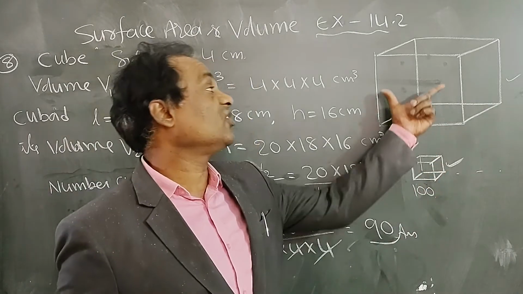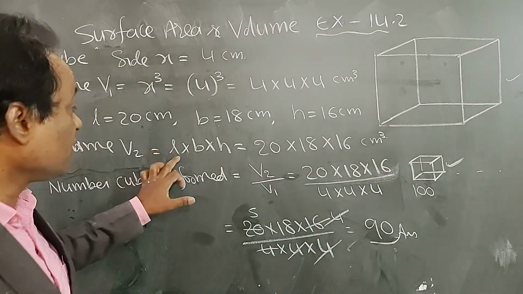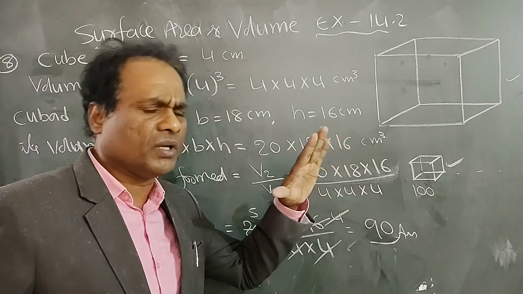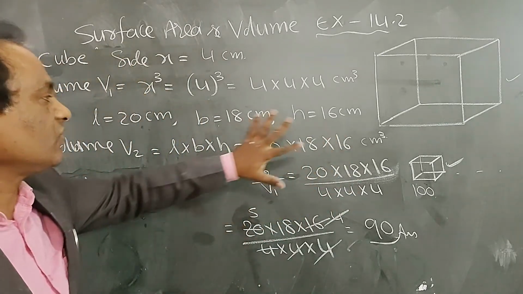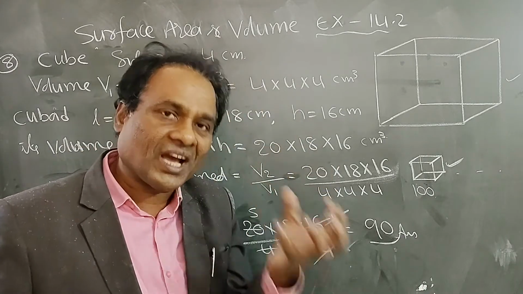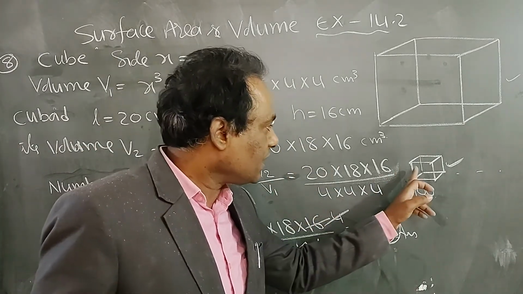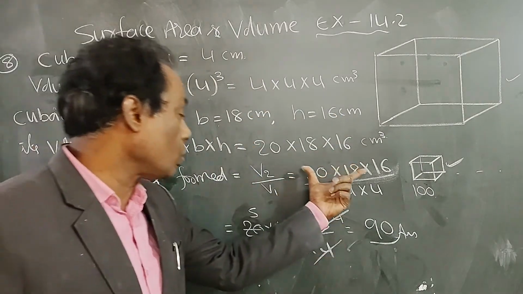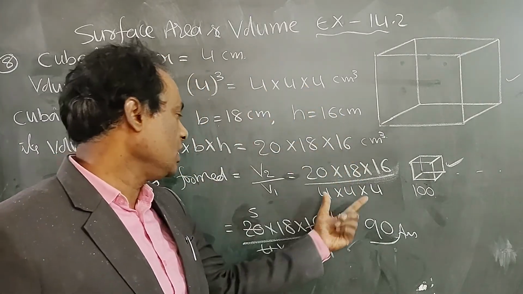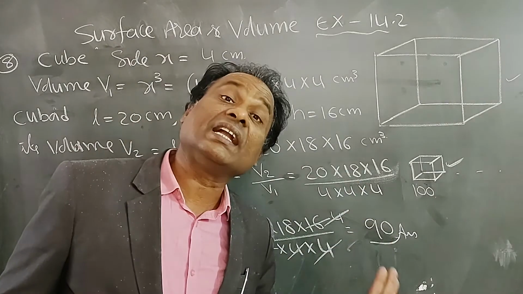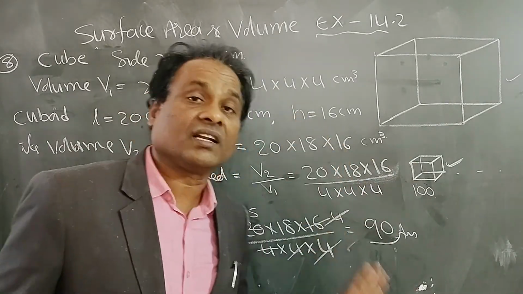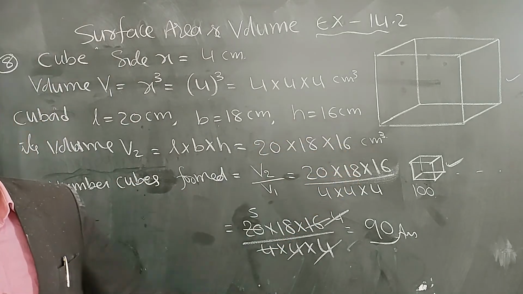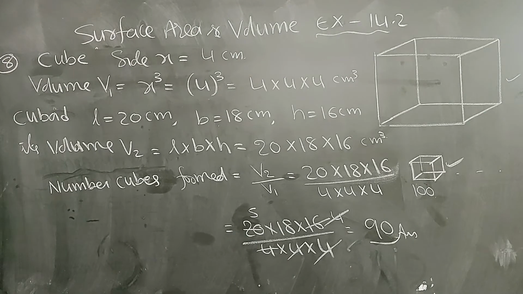So this is the cube and this is the cuboid. The cuboid volume is length into breadth into height, 20 into 18 into 16. This is V2, which means this much material we have with us. The material required for each box is this much. So how many boxes can we form? This total volume divided by this volume gives the answer, 90. We will get 90 boxes. The box is nothing but a cube; a cube or square box, both are the same. So write this down, students, this is over.